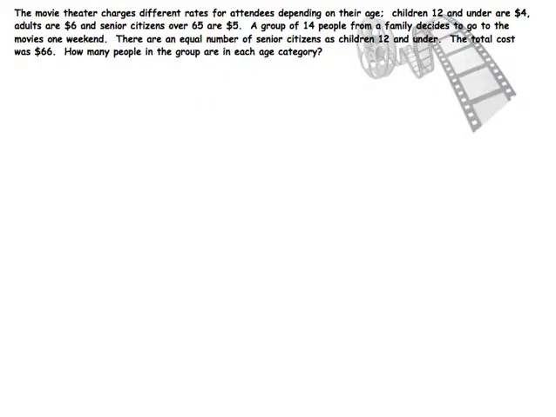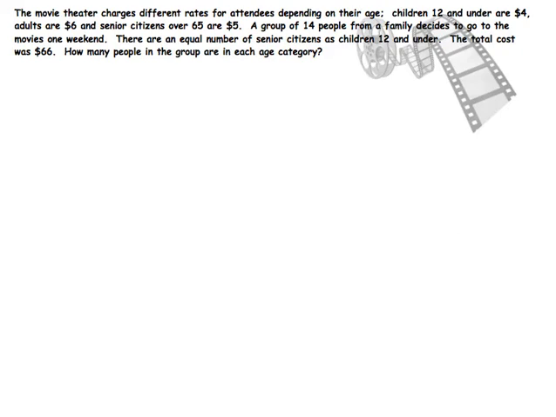Next one. A movie theater charges different rates for attendees depending on their age. Children 12 and under are $4, adults are $6, and senior citizens over 65 are $5. A group of 14 people from a family decides to go to the movies one weekend. There are an equal number of senior citizens as children 12 and under. The total cost was $66. How many people in the group are in each age category?